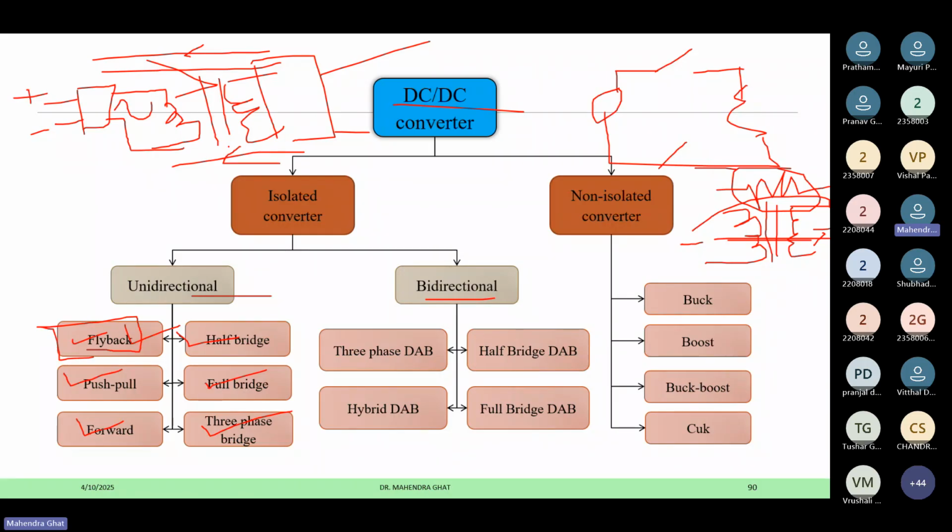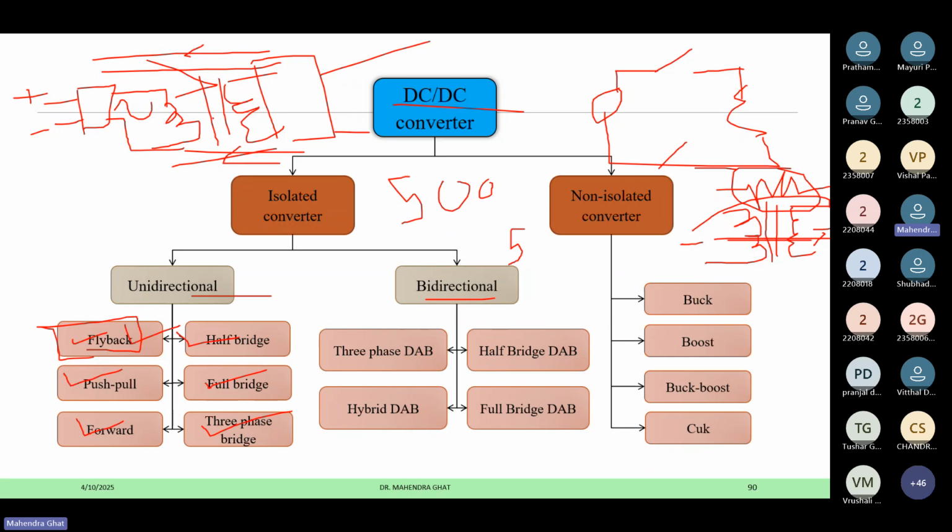And one more good thing is that by using this transformer, we can get the isolation. Also, we can get the step up or step down at very high voltage levels. Suppose I have a 500 volt input and I want a 5 volt output. If you calculate the duty for this with a buck converter, it will have a very low duty requirement, where it will be difficult to operate at that lower duty.